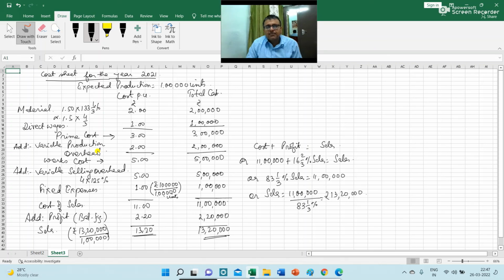This is a practical problem. Actually, when we prepare the cost sheet, this is the process that we have to adopt. I expect that all of you have been able to understand the solution of the problem clearly.